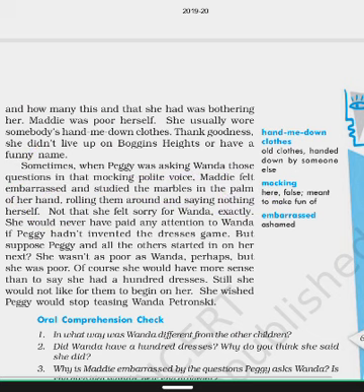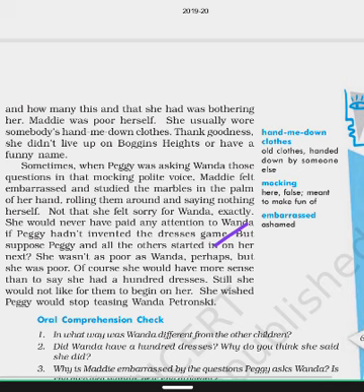Not that she felt sorry for Wanda exactly. She would never have paid any attention to Wanda if Peggy had not invented the dresses game. It means if Peggy had not invented the game of 100 dresses, the question she always used to ask Wanda Petronski, Maddie would never have gone into the game. There was only one reason why Maddie was in that game: because of Peggy, because she was her best friend.